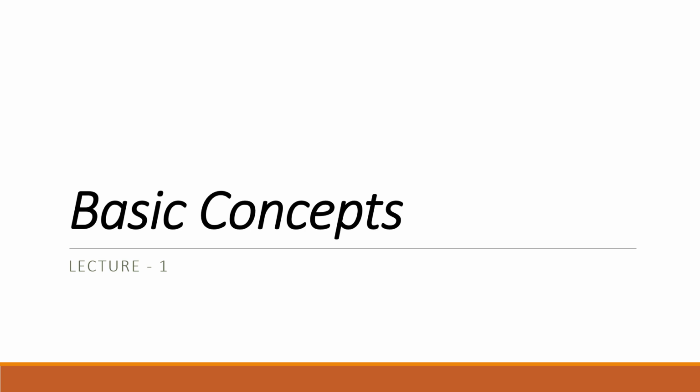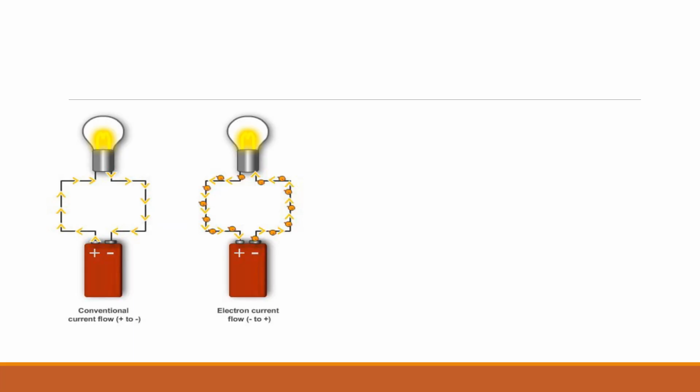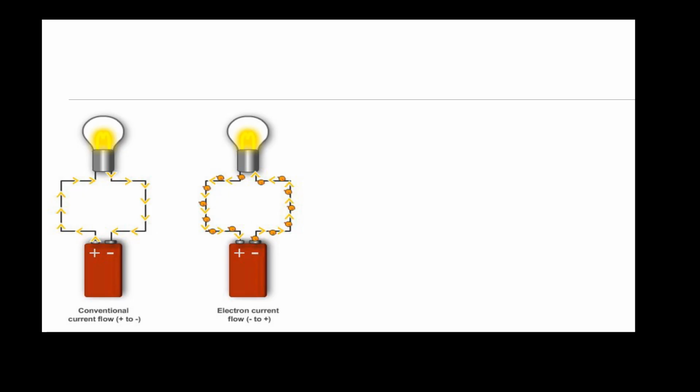Hello everyone, this is our first topic in electrical fundamentals and we are going to learn the basic concepts to analyze a circuit. You know that when we connect a battery to a bulb, the bulb will light up. So the battery is supplying a voltage and the current is moving through the bulb and the bulb will light up. So there are two flows here.